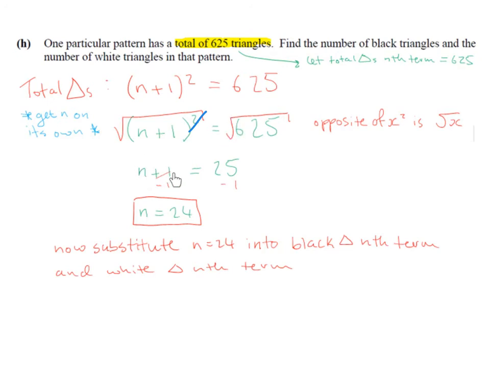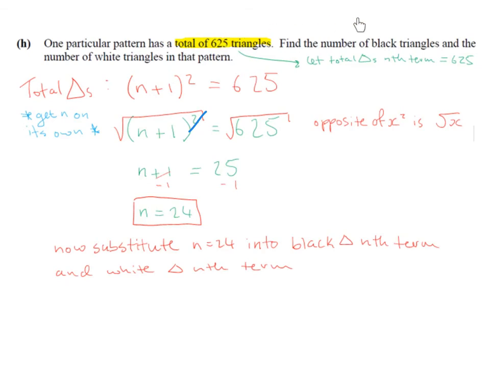So n plus 1, we just bring down this n plus 1, because remember we got rid of the brackets and the squared. n plus 1 is equal to 25, because the square root of 625 is 25, because 25 times 25 is 625. And then we have to get the n on its own. So one way is by minusing 1 from both sides to get rid of this plus 1. Or you could say you grab hold of this plus 1, you bring it over the equal sign and it becomes minus 1. So 25 minus 1 is 24, so n is equal to 24. So in the 24th term, we have a total of 625 triangles.